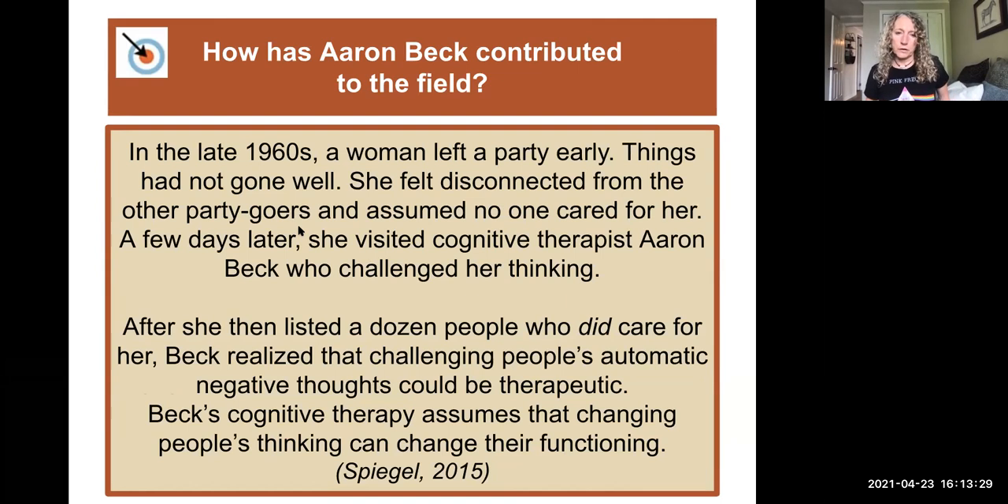The next person, Aaron Beck, certainly believed that as well. I'm going to read through a little example of his. In the late 1960s, a woman left a party early. Things had not gone well. She felt disconnected from the other partygoers and assumed no one cared for her. A few days later, she visited cognitive therapist Aaron Beck, who challenged her thinking. Now, notice the wording here: not confrontational, but challenging. She then listed a dozen people who did care for her. Beck realized that challenging people's automatic negative thoughts could be therapeutic. Beck's cognitive therapy assumes that changing people's thinking can change their functioning.